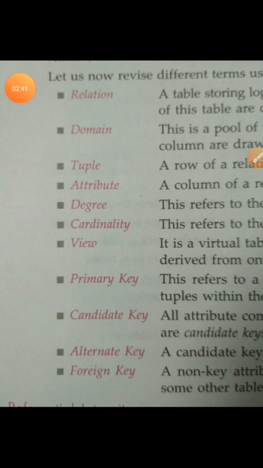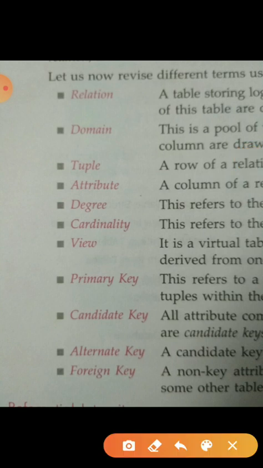Now here we learn about the relational data model. A data model refers to a set of concepts to describe the structure of data and certain constraints that the users can obey. So for that we need to know the different terms used in a relational database. First one is a relation. It is a logical connection of different tables. A table stores logically related data.